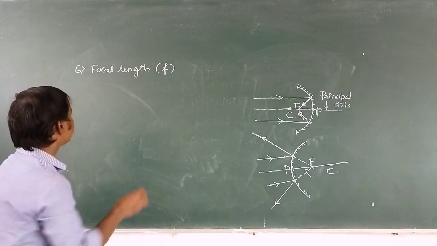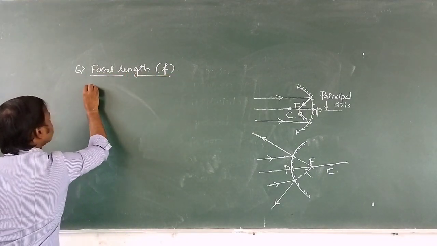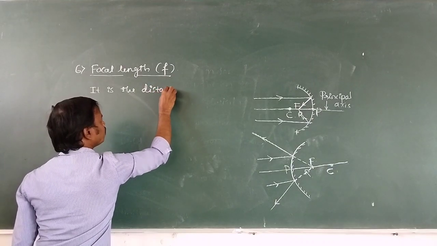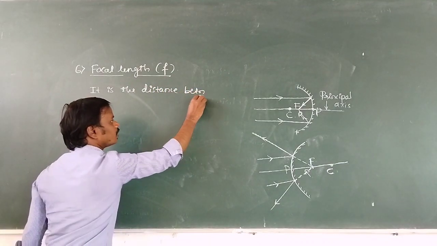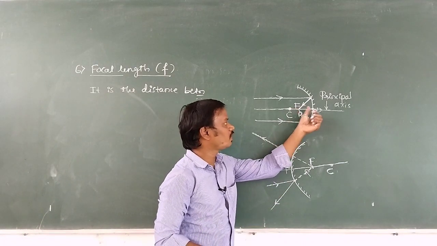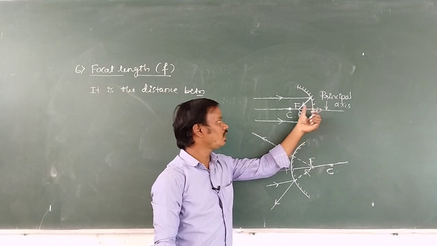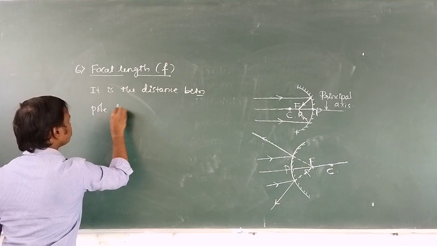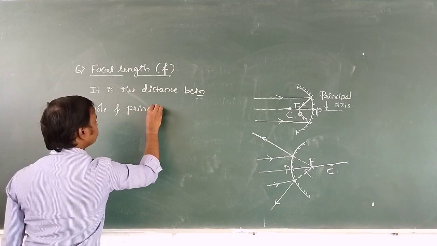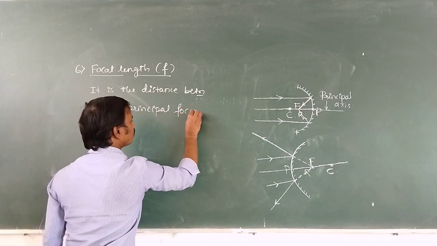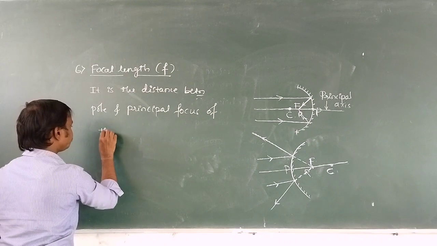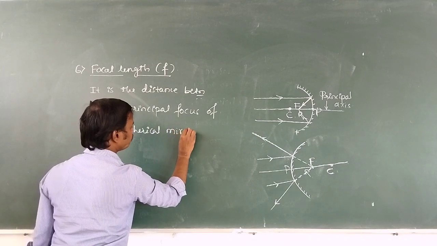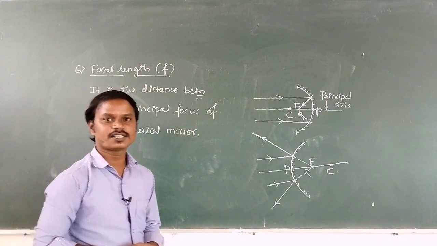What do you mean by focal length? It is the distance between principal focus and pole, or it is the distance between pole and principal focus of the spherical mirror. So this is about the focal length of the spherical mirror.